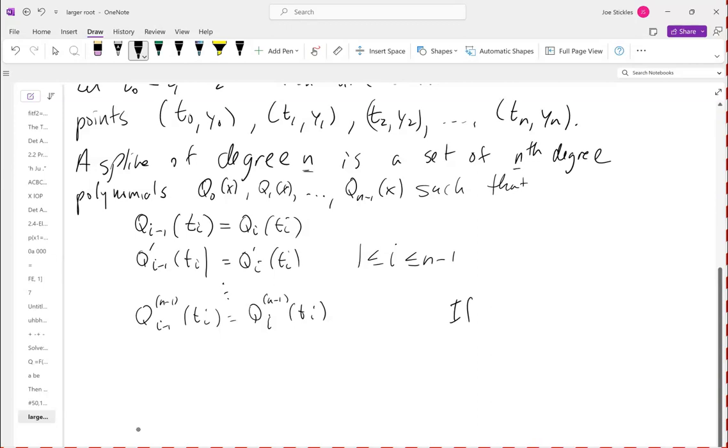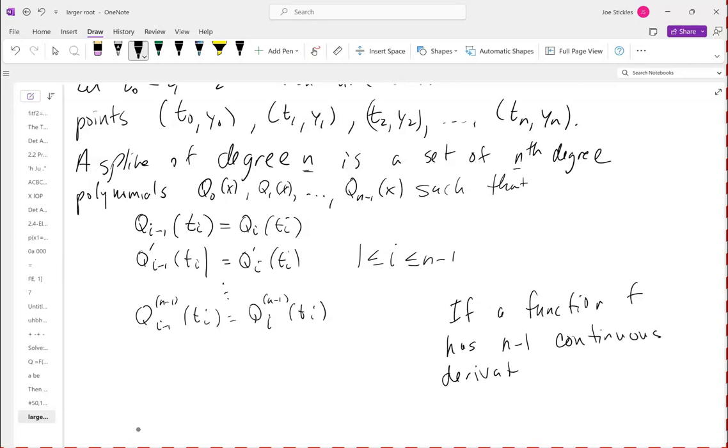So if a function f has n minus 1 continuous derivatives on an interval, I'll say a to b, then f is in the set C^(n-1) of [a, b].